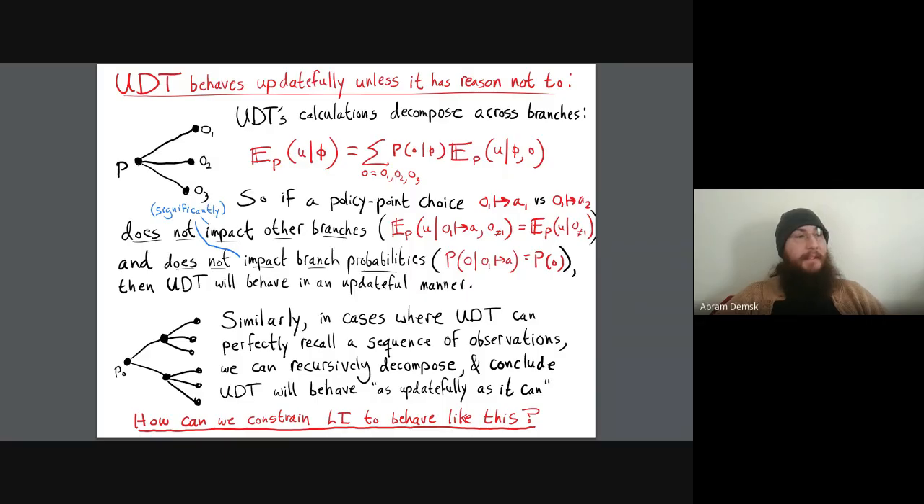And similarly, if we do a sort of hierarchical partitioning, where we have a coarse-grained partition on some information and a finer-grained partition on some other information, then we can argue that UDT will partially update when it's appropriate. So it will update on only the coarse-grained and not the fine-grained information when it's appropriate for it to do that.